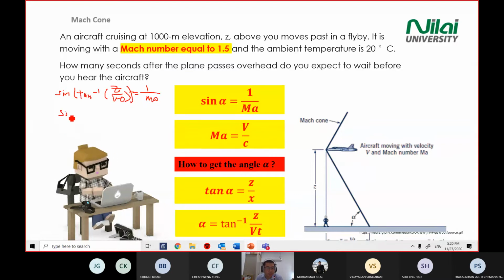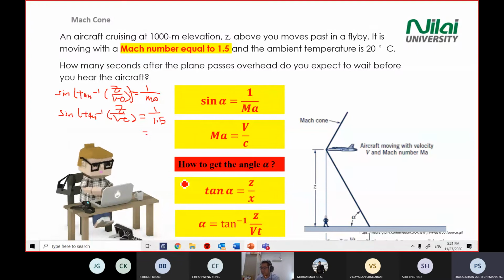So sine, tan. Mach number is given. V you need to find. V you can find. Okay. z over Vt equal to 1 over 1.5. 1 over 1.5 equal to how many? 1 over 1.5. 0.67. Yeah. 0.66667. Okay.